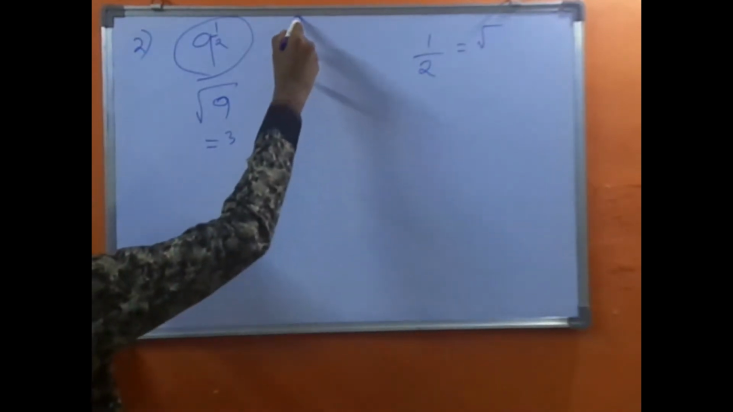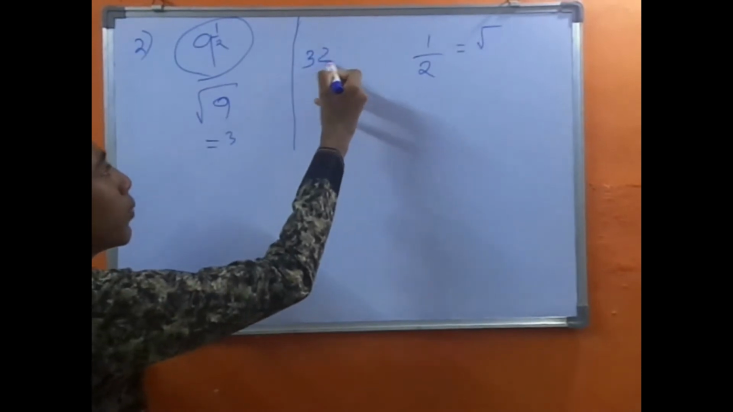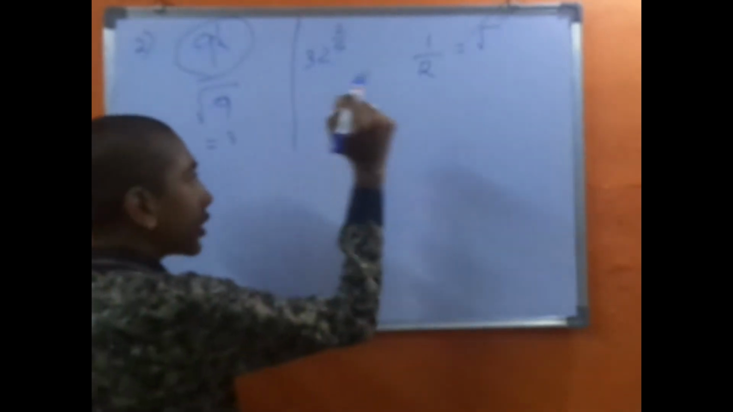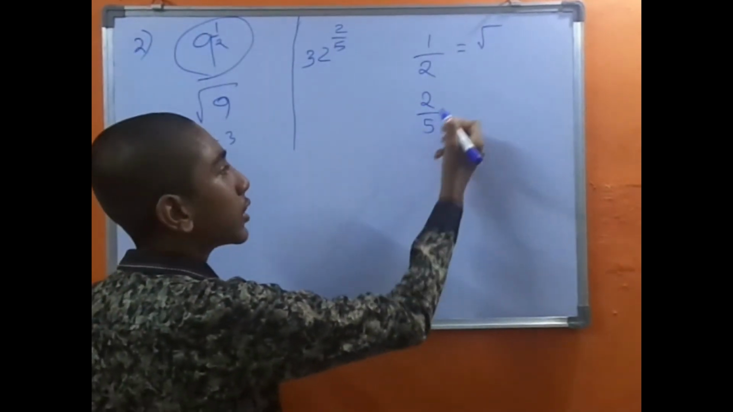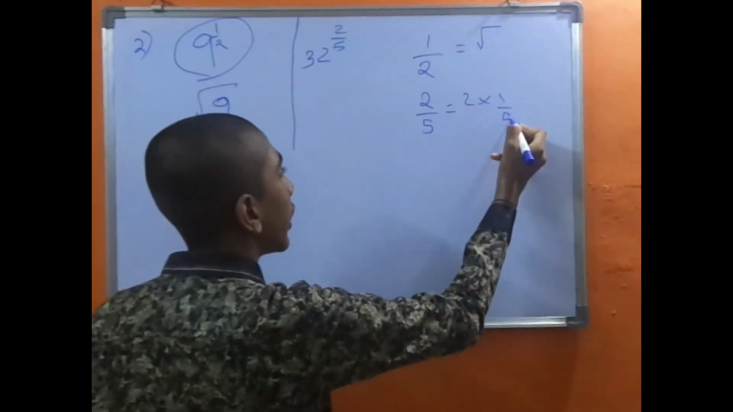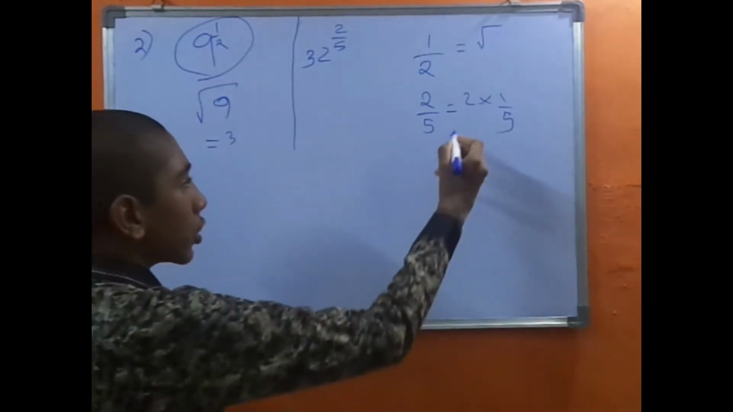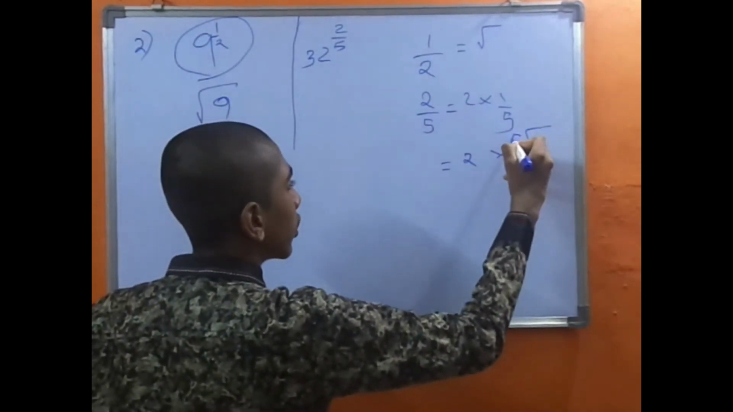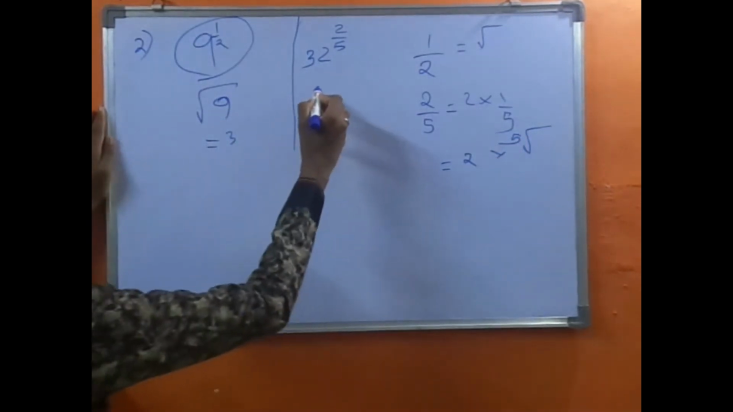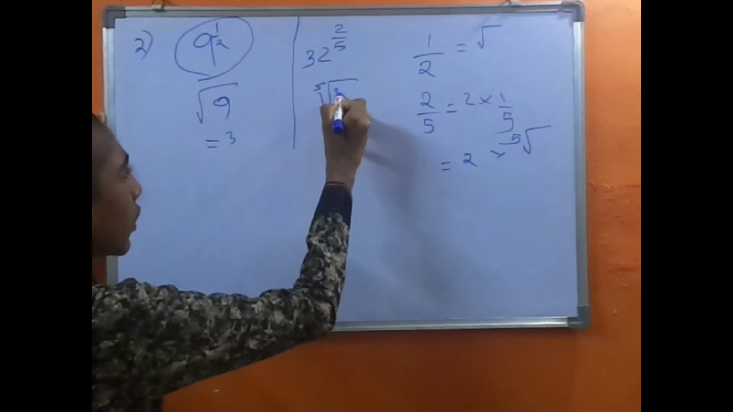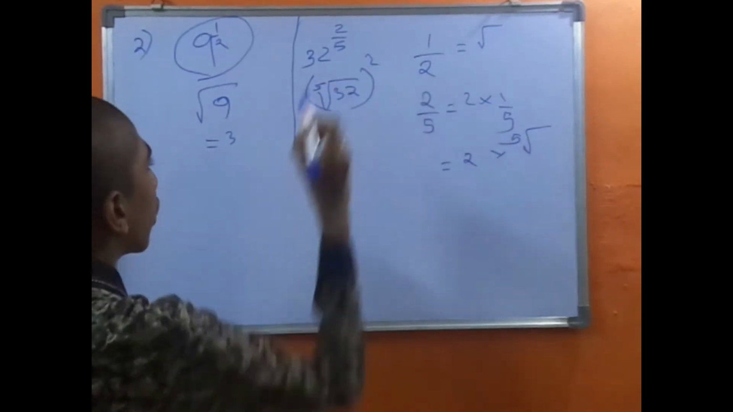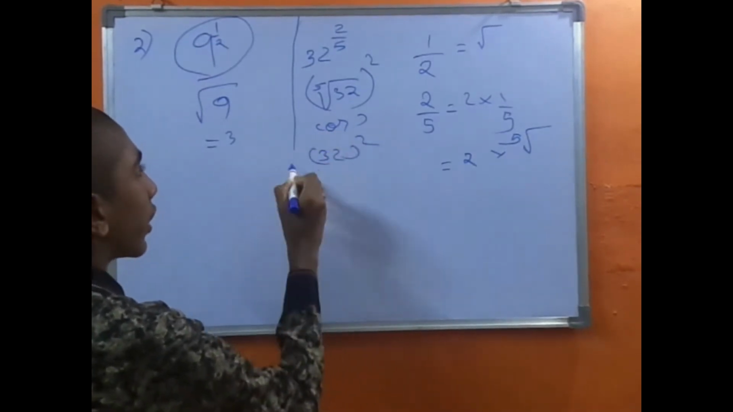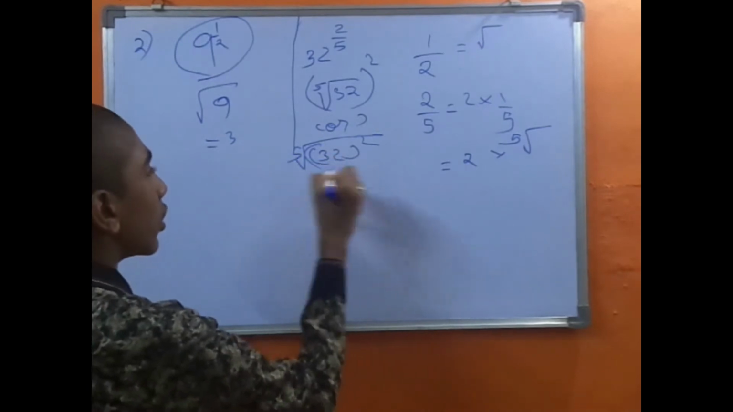Now comes the tricky one. 32 power 2 by 5. So, what is this? 2 by 5 can be written as 2 into 1 by 5. Yes. So, 2 is nothing but square and 1 by 5 is nothing but fifth root, which means we can write it as fifth root of 32 whole square, or vice versa, like 32 whole square whole fifth root.